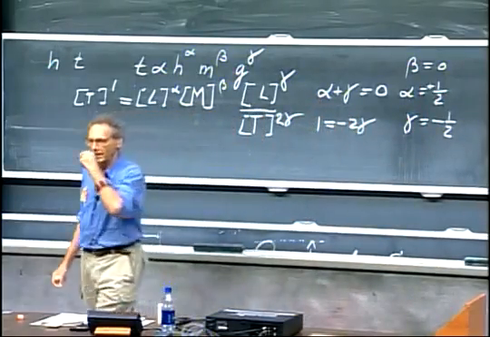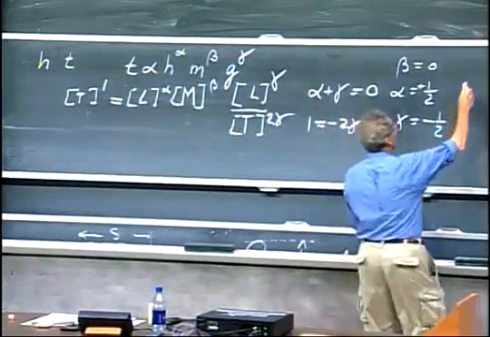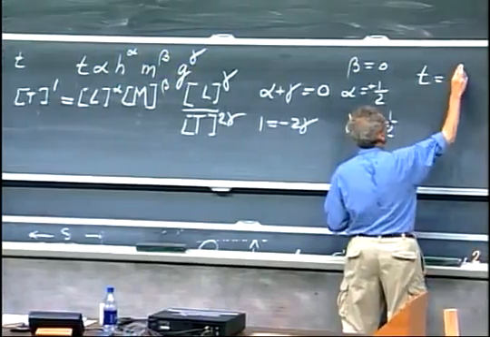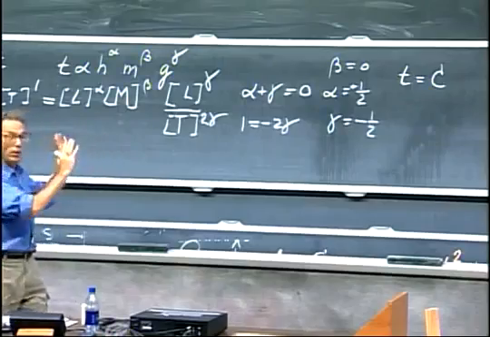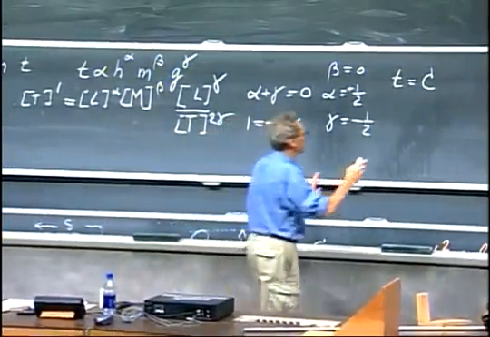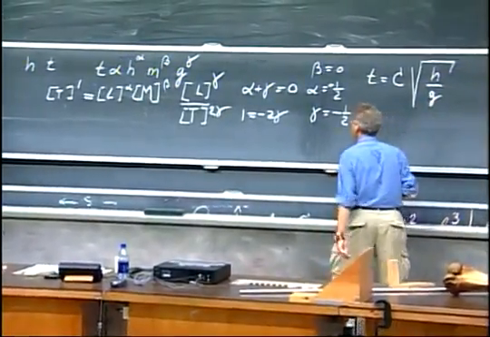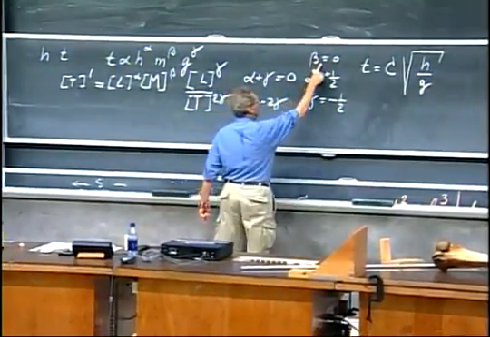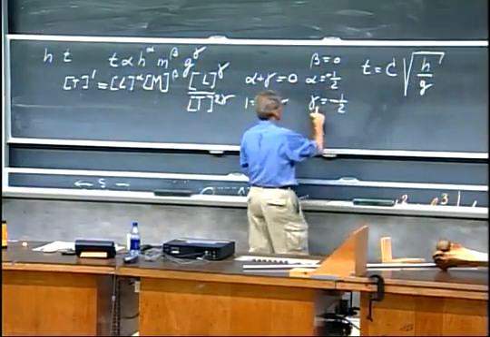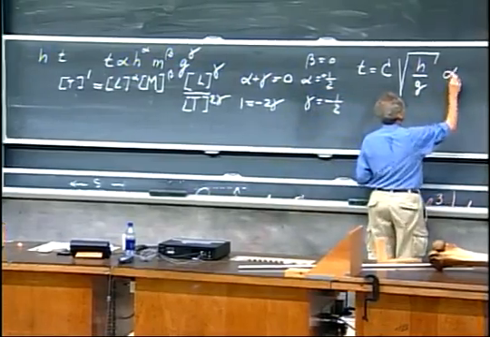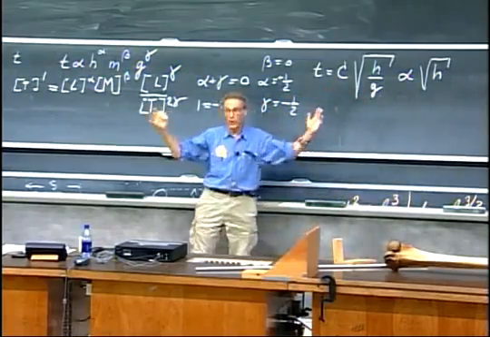End of my dimensional analysis. I therefore conclude that the time that it takes for an object to fall equals some constant, which I do not know. But that constant has no dimension. I don't know what it is, times the square root of h divided by g. Beta is 0, there is no mass. H to the power 1/2, you see that here, and g to the power minus 1/2. This is proportional to the square root of h, because g is a given and c is a given, even though I don't know c.